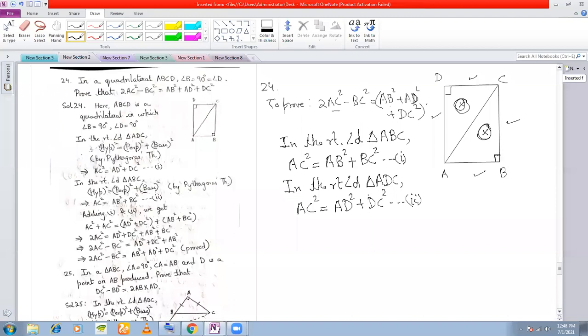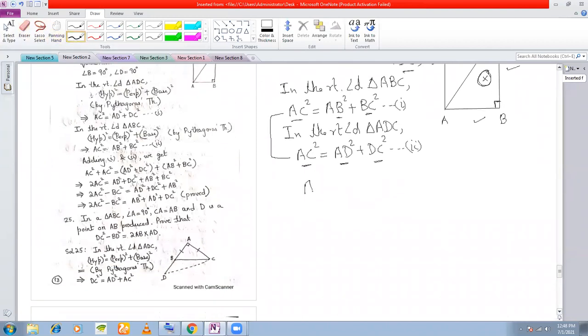So now what can you do? See here in both of these equations, do we have to remove anything? You have AC, you have AC, and you have AC. In the proof, you have BC, you have BC here. AB you have, AB also you have. AD you have, AD also you have. DC you have, so DC also you have. So you have everything. But you have twice of AC square. So twice of AC square should give you an idea that if you add these two, you'll get 2 AC square, right?